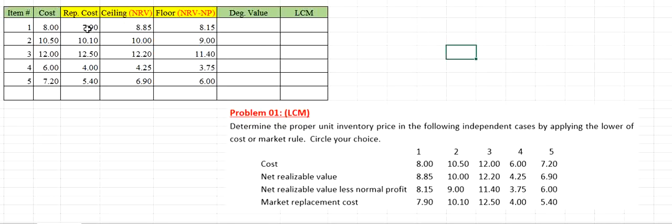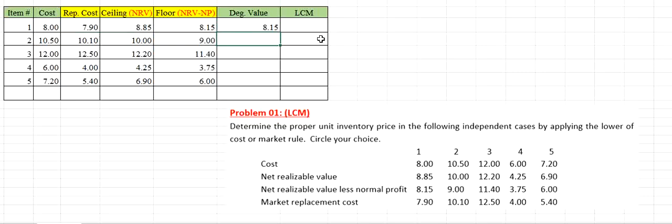Now for item 1 our replacement cost is 7.90, the ceiling is 8.85, and the floor is 8.15. So which one is the mid? 7.90 seems to be the lowest value, 8.85 seems to be the highest value, and definitely 8.15 is the mid value. You can see this 8.15 is in the mid of these three values.